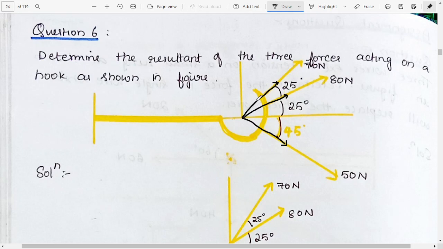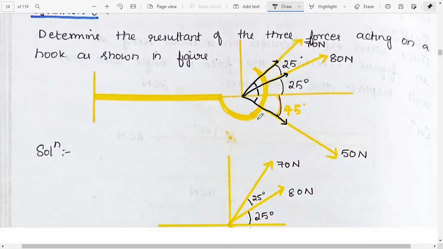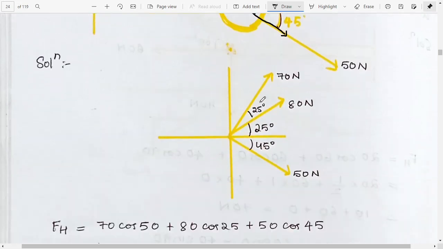This is what they're saying. Even though the forces are drawn from this side, they are actually originating from here. Then only we can resolve these forces. And they are saying that this angle is 25 degree, and this angle is 25 degree, and this angle is 45 degree. This figure will give you a clear understanding now.